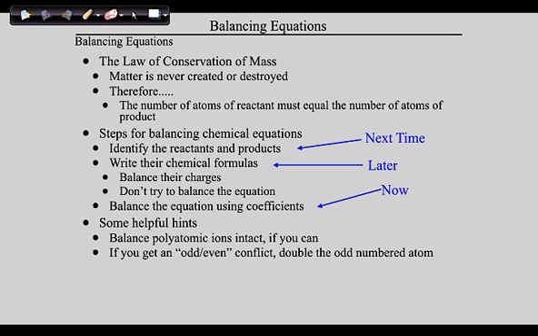Hint number 2 is this. If you get what I like to call an odd-even conflict, because odd numbers and even numbers will never balance, what do? Well, take the odd number and multiply it by 2, and the algebra gods will smile down on you, and they will magically turn that odd number into an even number, and then they may balance. Math magic. So guys, if you run into this odd-even conflict, double the odd number of atoms and then try again.